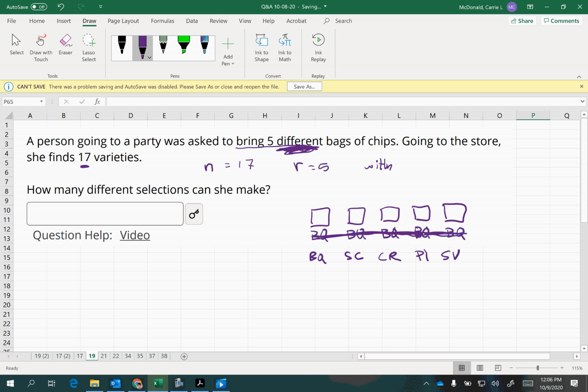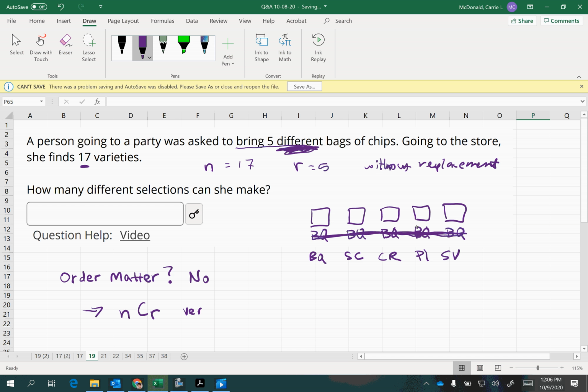Okay, now the next question is, does order matter? Order is always the next thing you want to ask because out of all the counting rules that we could choose from, and we have to determine which one makes sense, there's only one in which order does not matter. And here we'll say that it does not matter, which means that it could be combinations.